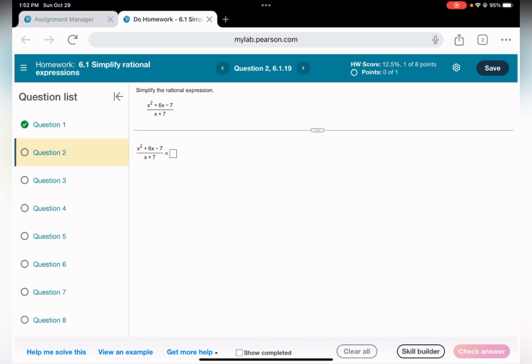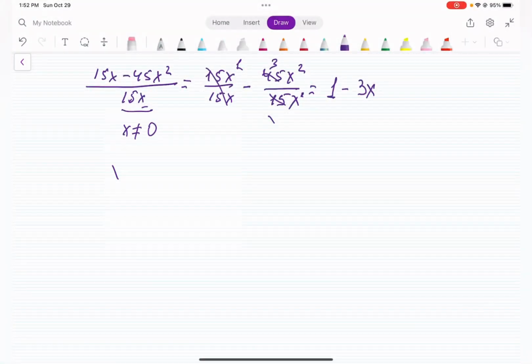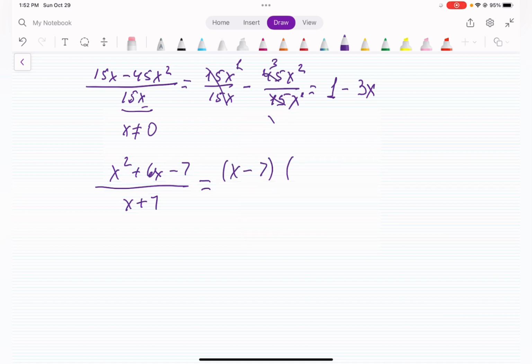x squared plus 6x minus 7 over x plus 7. Okay, well, we see here a trinomial, a quadratic trinomial. How can we, yes, we can factor it. It's going to be x minus 7, no, x plus 7, x minus 1. 7 times negative 1 is negative 7, and positive 7 minus 1 is positive 6.